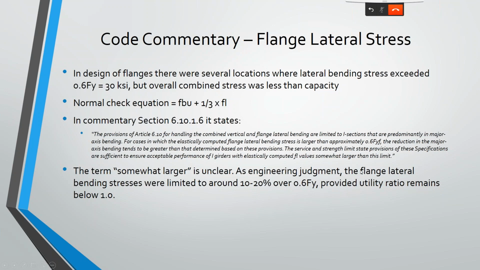So in our judgment, we just said if we exceeded this 30 KSI by 10 to 20%, but we're well below our final utility ratio, we are comfortable with that. This becomes a bit of an engineer's judgment, and again, that's something I may look to AASHTO to hopefully clarify sometime in the future.